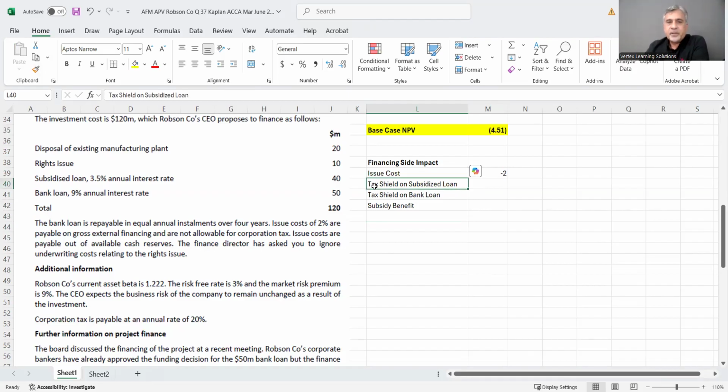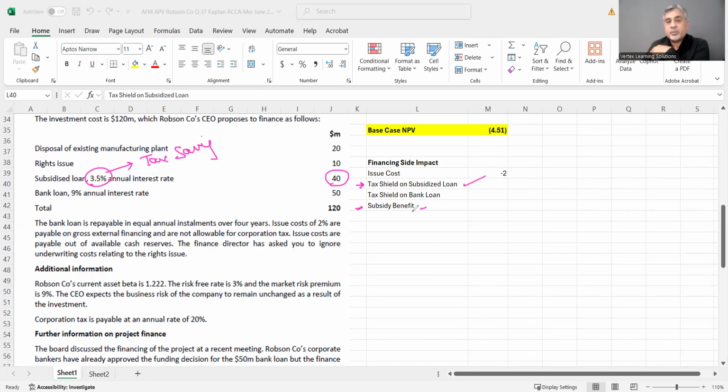What does that mean? Subsidy loan has two benefits. First benefit is the saving on the tax, and second is the saving on the interest. Because remember, when you pay this interest amount of 3.5%, you make a tax saving on that, right? But then you have a subsidy benefit as well, because the market rate for a company like you is 9%, but you are only paying 3.5%. So the difference between 9 and 3.5, that is also a benefit.